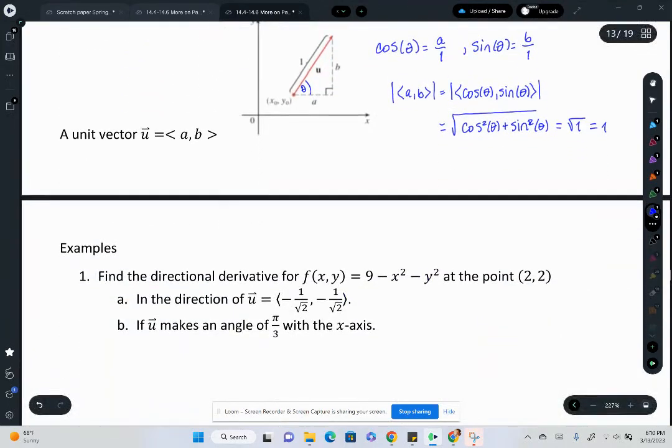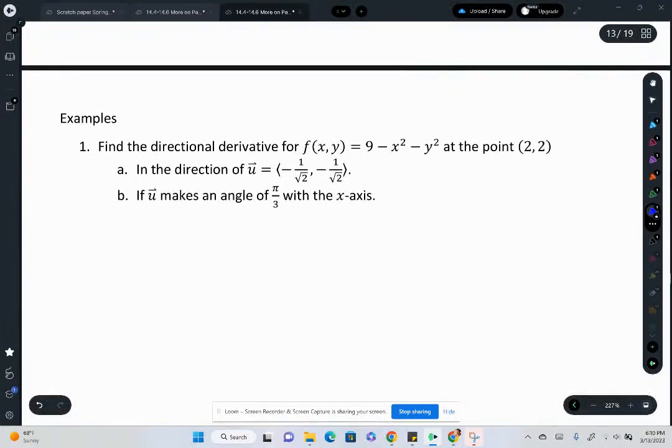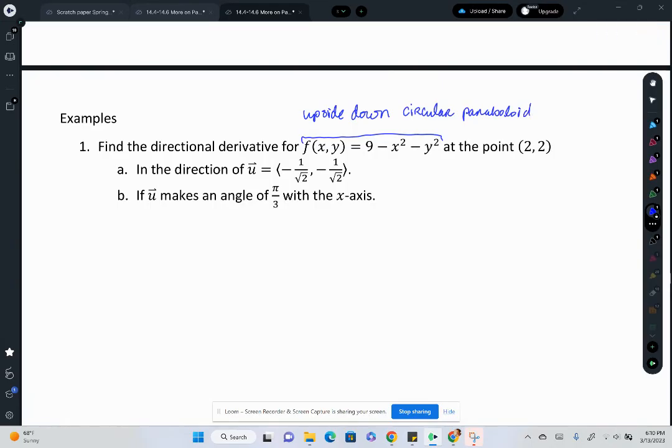Okay, let's look at an example. In this particular example, we are going to be finding the directional derivative for f of xy equals 9 minus x squared minus y squared. First of all, this shape right here is an upside down circular paraboloid. So it's like a big hill, okay? And we want to find the directional derivative at the point 2, 2.